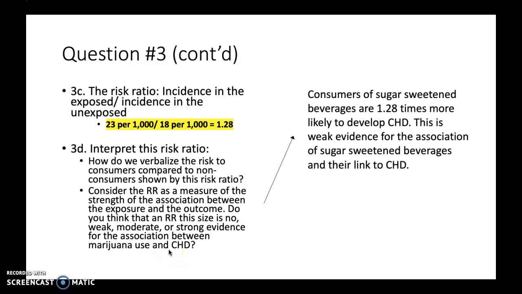So the consumers of sugar-sweetened beverages are 1.28 times more likely to develop CHD, according to this study. This is weak evidence for the association of sugar-sweetened beverages and their link to CHD.